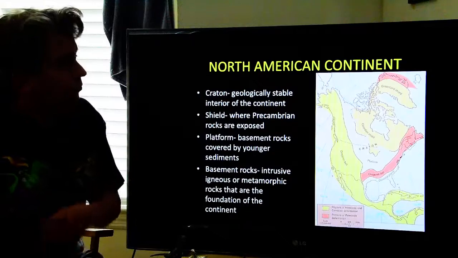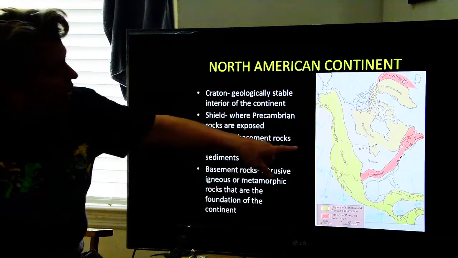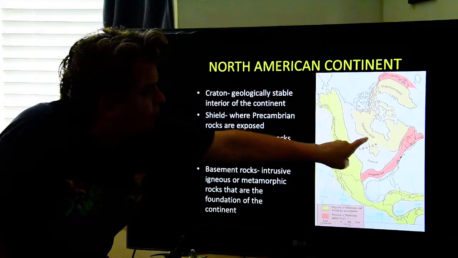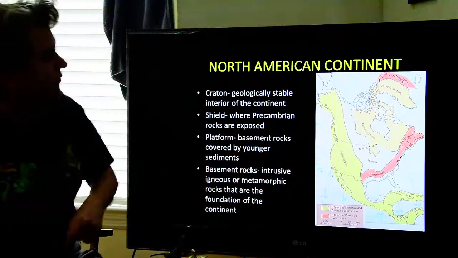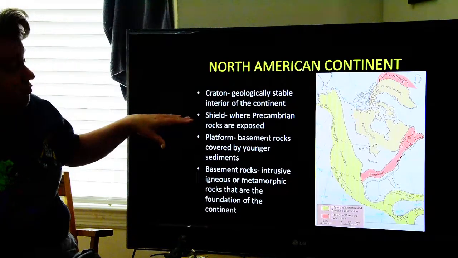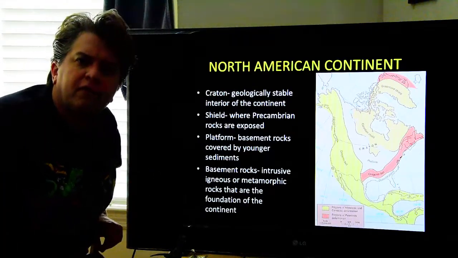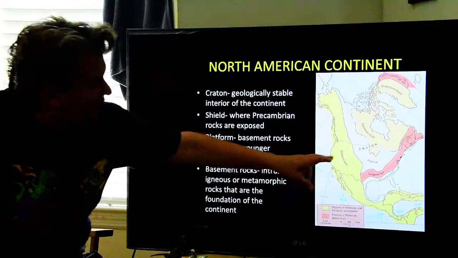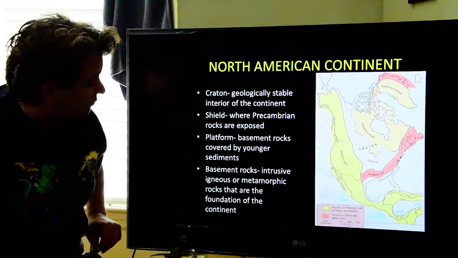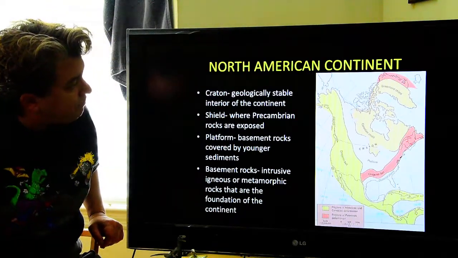Now, just as a review, when we talk about this, over time our continent ended up growing, and ultimately we get this craton, right? The last area we looked at was right here in the Canadian Shield. But basically we get this craton, this stable area. The shield, like what we were just looking at, is where those oldest of rocks are exposed for us. The platform is where old rocks are covered by younger sediment, and then the basement is the basic foundation of the continent.